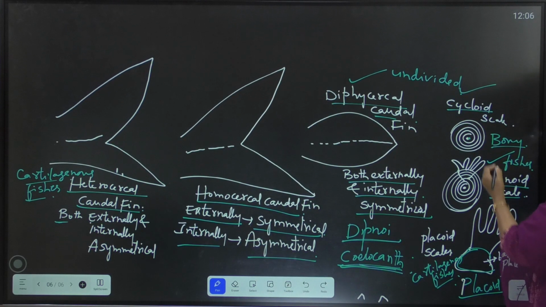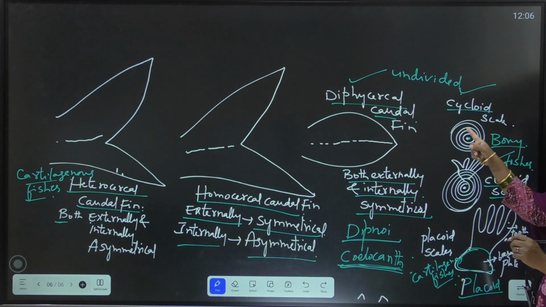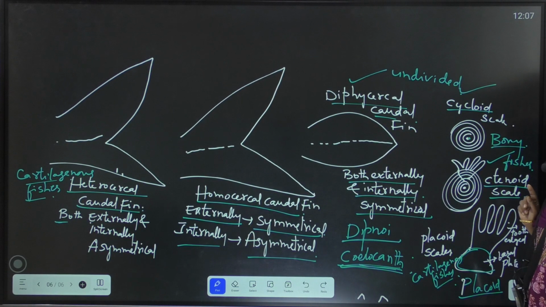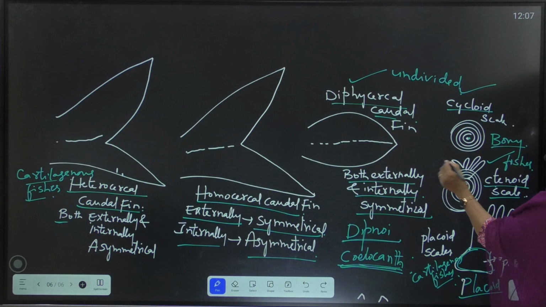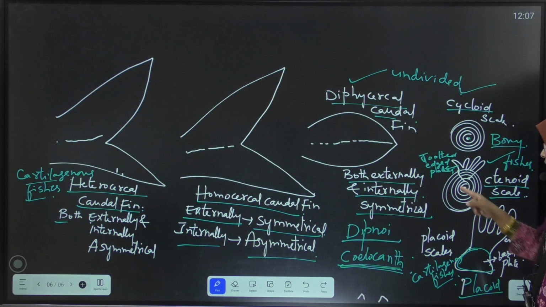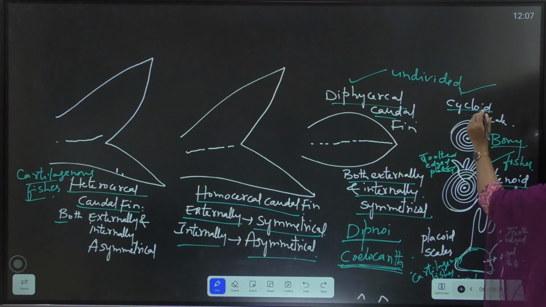And the ctenoid scale, the C is silent here, resembles the cycloid scale, but there is one difference. Cycloid scales consist of a center point with many concentric rings around it. The ctenoid scale also has a center point and concentric rings, and in addition it consists of a toothed-edged plate. This toothed-edged plate is absent in cycloid scales.